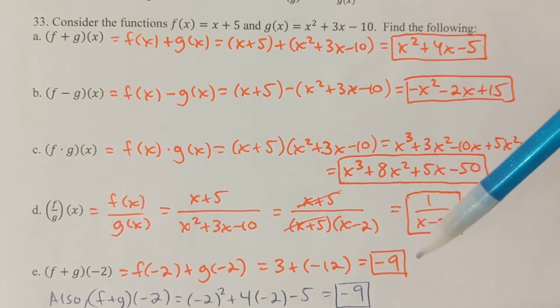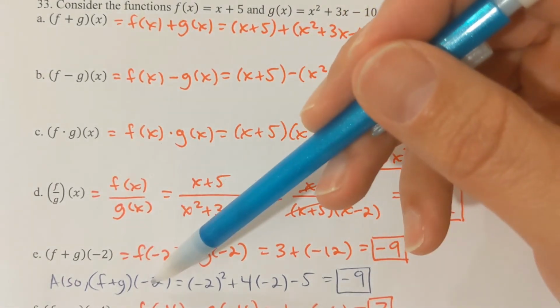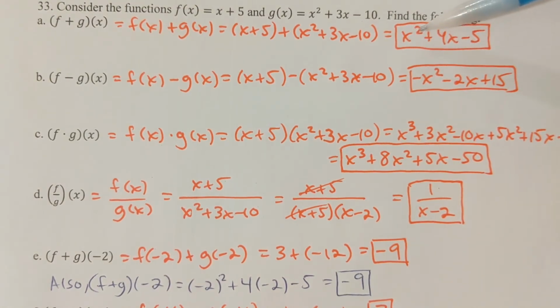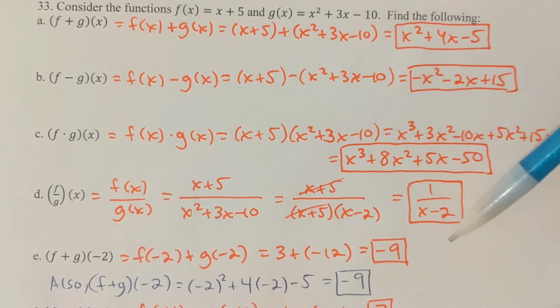Now, another way that you could do this is you could use this formula that we created. So if I plug negative 2 into this formula that I created, negative 2 squared is 4, minus 8 is negative 4, minus 5 is negative 9. You still get the same answer, okay?